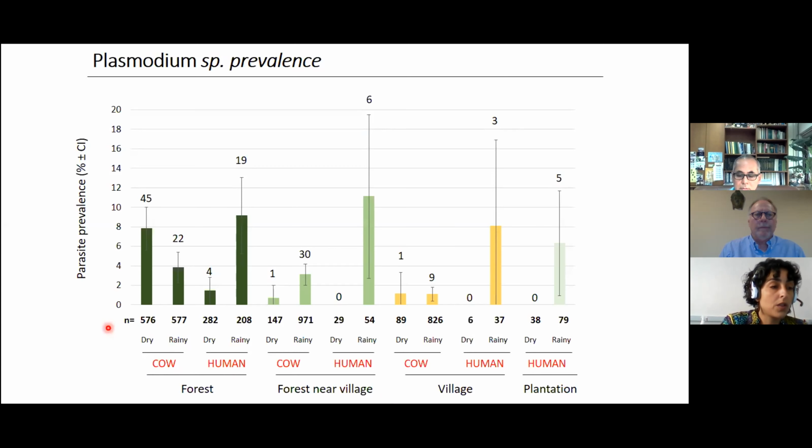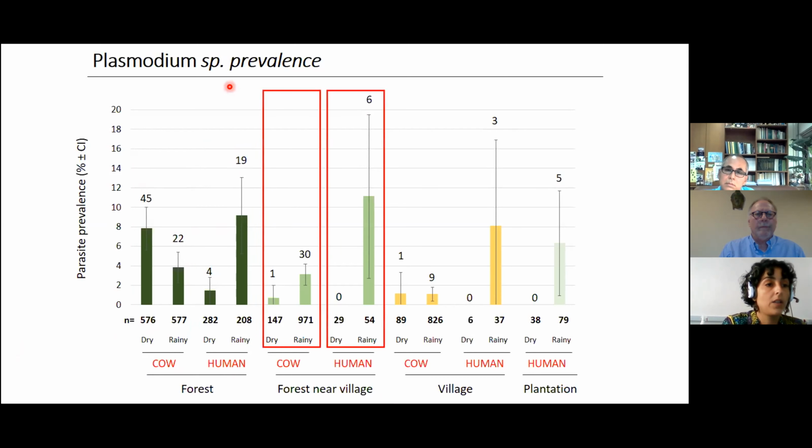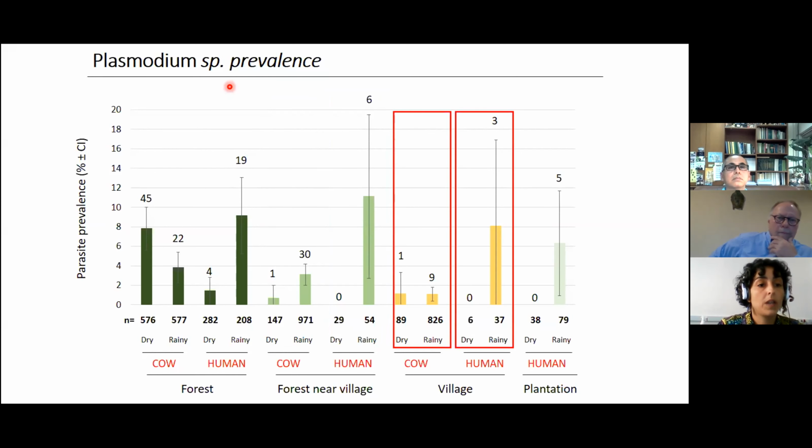The number under the bars represents the total number of mosquitoes collected, and the number above the bar represents the infectious mosquitoes. You can see in the forest sites that we have quite a lot of infectious samples collected in the cow baited trap, and of course, some in the human baited trap as well. You can observe the same thing in the forest near the village, where cow baited samples also have human malaria parasites. And we have the same thing in the villages, where we found a reasonable number of infectious mosquitoes collected in the cow baited samples.